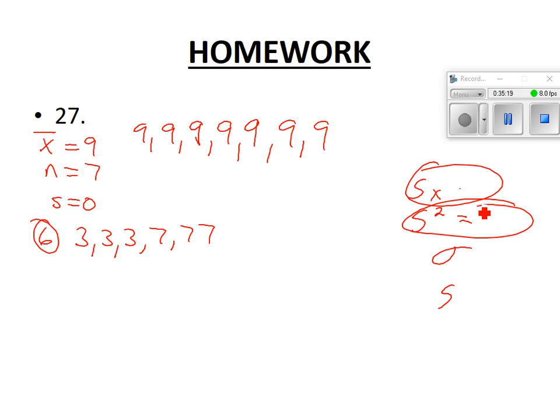14, the range was 21, X bar was 18.3, variance was 44.9, and the standard deviation was 6.7.